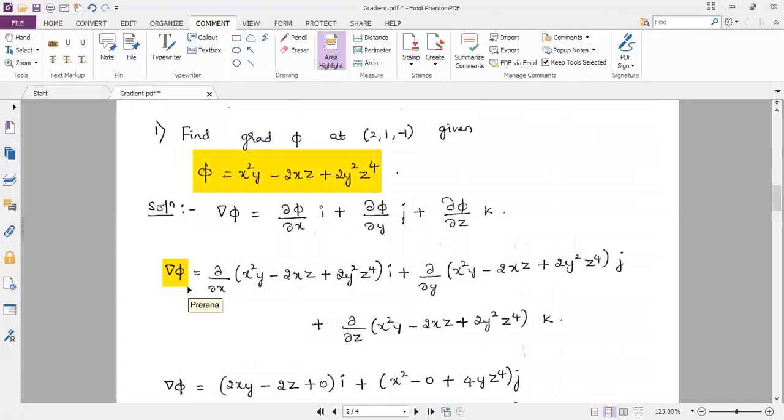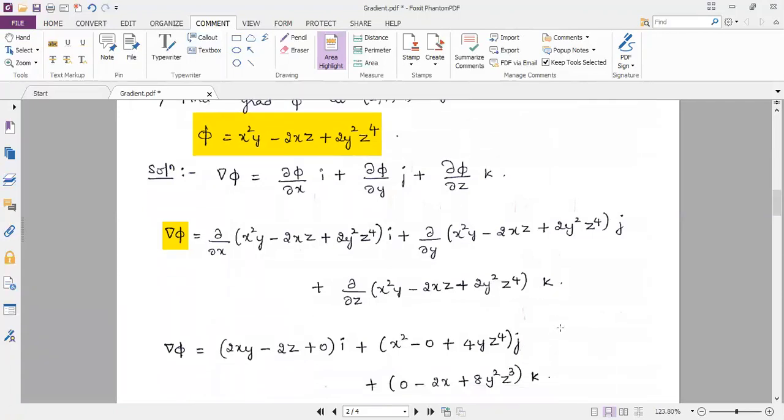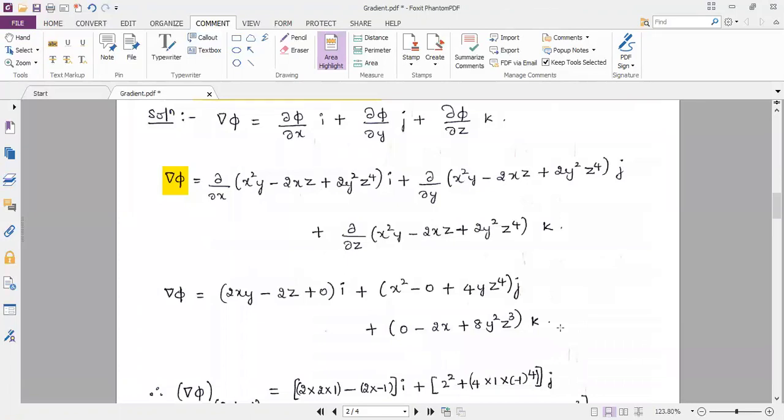substituting the expression for phi, x square y minus 2xz plus 2y square z power 4 into i, plus ∂/∂y of x square y minus 2xz plus 2y square z power 4 into j, plus ∂/∂z of the same expression for phi into k. Let's do the differentiation partially with respect to x, y and z. ∂/∂x stands for partial differentiation with respect to x.